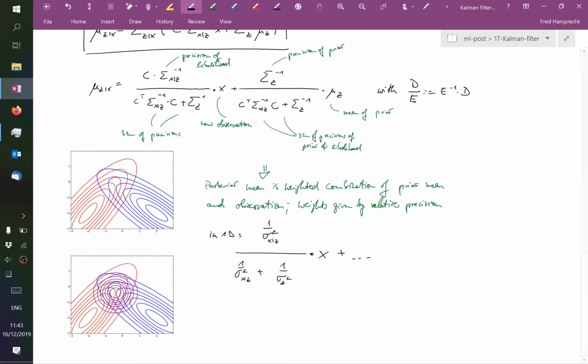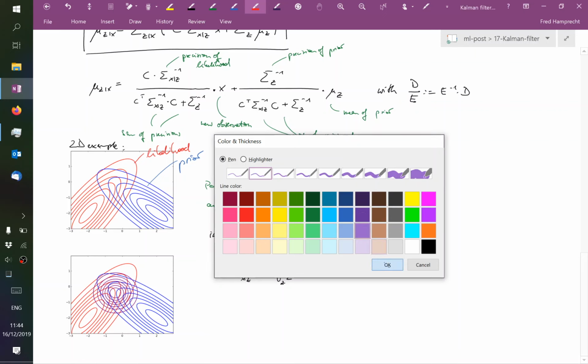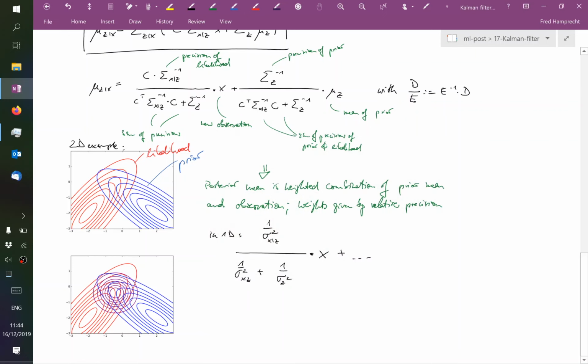I here have a 2D example for you. Now, I've parameterized these more or less randomly. We have, let's say, a blue prior and a red likelihood. This would be my prior. This would be my likelihood. The figures are in the public document. And then we get in purple the thing that you see in the middle here. This would be our posterior.